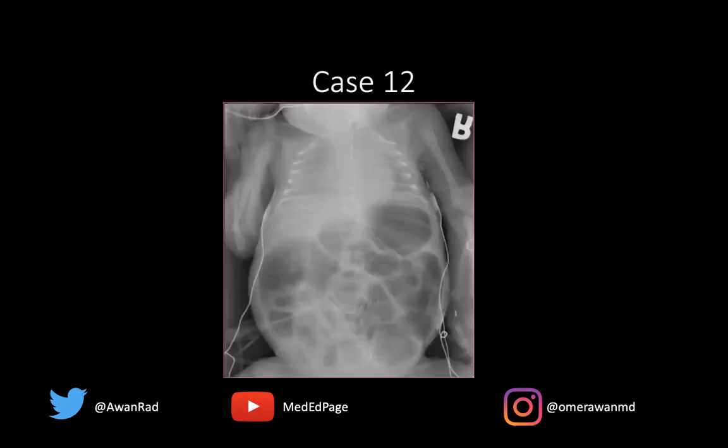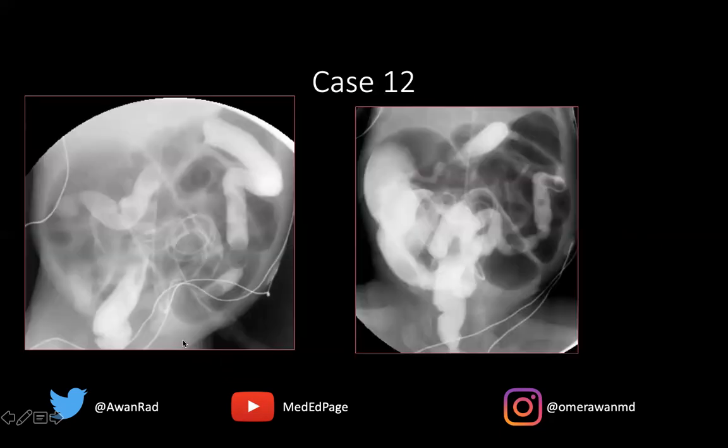Case 12, we have dilated loops of bowel. So we have distension of pretty much all loops of bowel, the stomach, the small bowel, the large bowel. We do a contrast enema, and we see that, first of all, the left colon looks a little smaller in caliber, and we have all these filling defects within the bowel, right? So this is a nice example of what meconium ileus would look like, right? These meconium pellets have filling defects with a small caliber left colon, right?